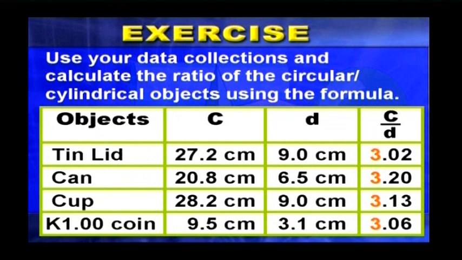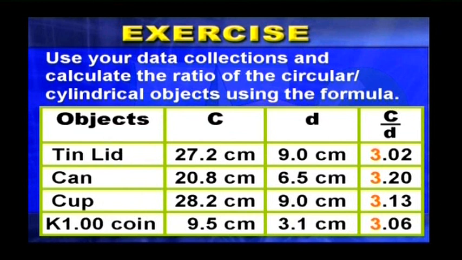70s and receiving students, have a close look at the answers on the screen now. If you have calculated the answers correctly, you should have the answers like that on the screen. For the tin lid, when you divide the circumference by the diameter, your answer should be in 2 decimal places, which is 3.02. Okay? Your answer should be 3.02. Is it clear?